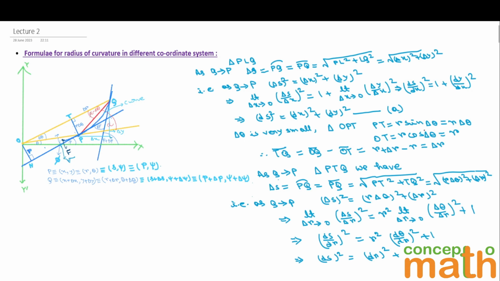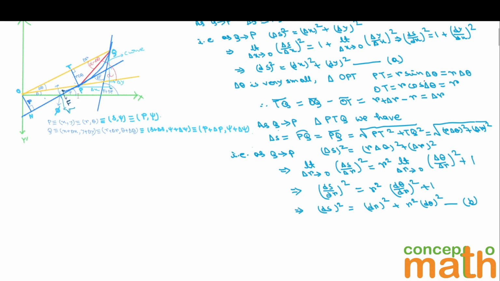Call this equation B. So if we combine these two results A and B, this gives that (ds)^2 is the same as (dx)^2 plus (dy)^2, which is the same as (dr)^2 plus r^2 (dθ)^2.